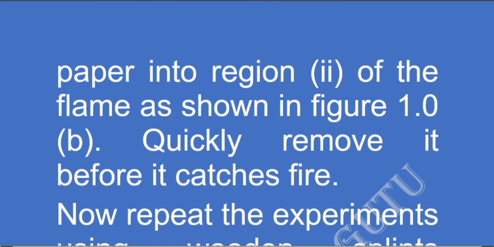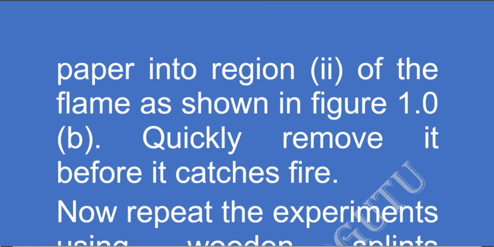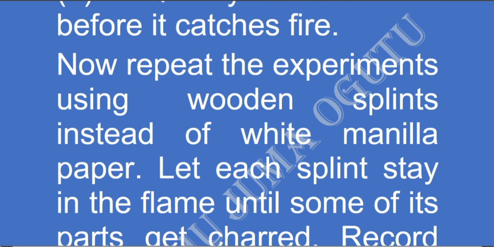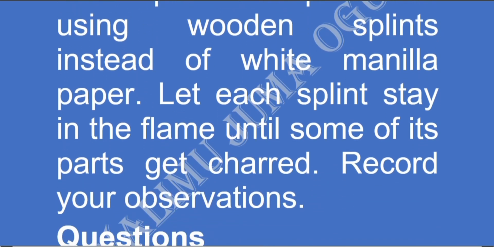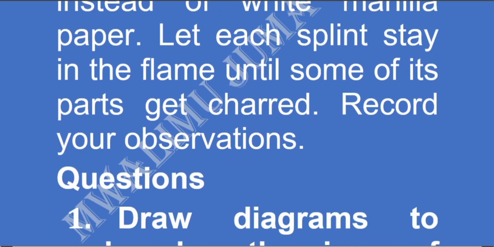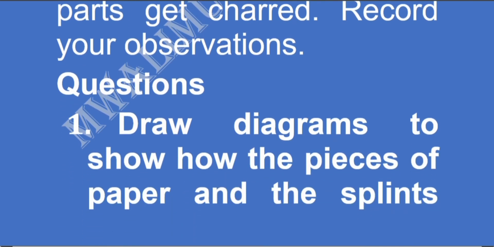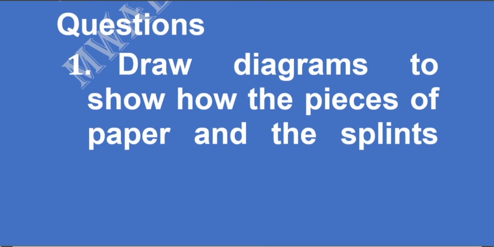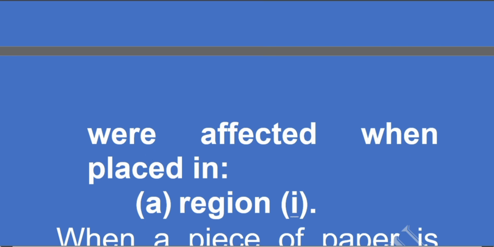We slip a fresh piece of white manila paper into region 2 of the flame, then quickly remove it before it catches fire. We now repeat the experiment using a wooden splint. For the wooden splint, we let it stay in the flame until some of its parts get charred. Then we record our observation. Then you have a few questions to answer. So we draw diagrams to show how the pieces of paper and the splint were affected in region 1.